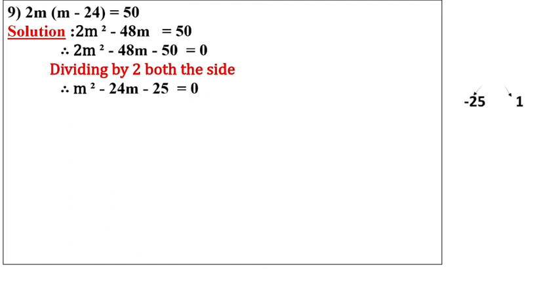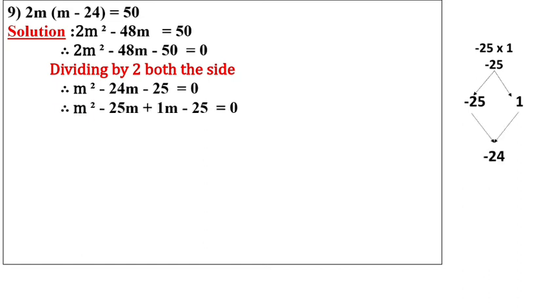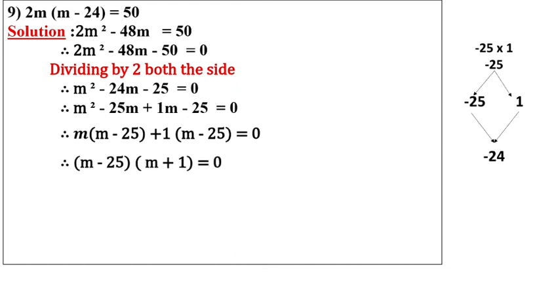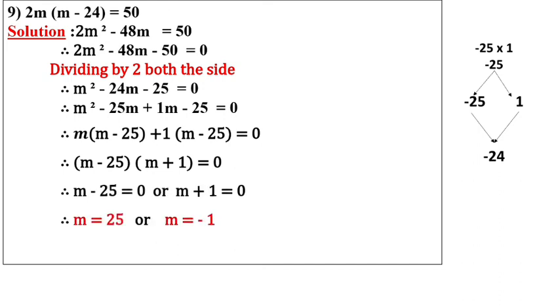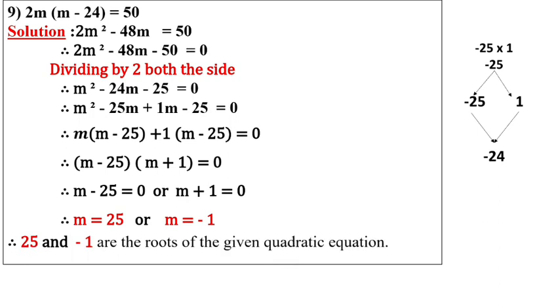25 times 1 is 25. We want minus 24. So 25 times 1, we want the minus sign, so we will keep the minus on the 25. Substitute the value. What is common between m square and minus 25m? M is common. What is left? M minus 25. Same bracket we will copy here. The third term, m is gone inside. What is left? Plus 1. Take common bracket and uncommon bracket equal to 0. So minus 25 becomes plus 25. Plus 1 becomes minus 1. So these two are the roots of the given quadratic equation.